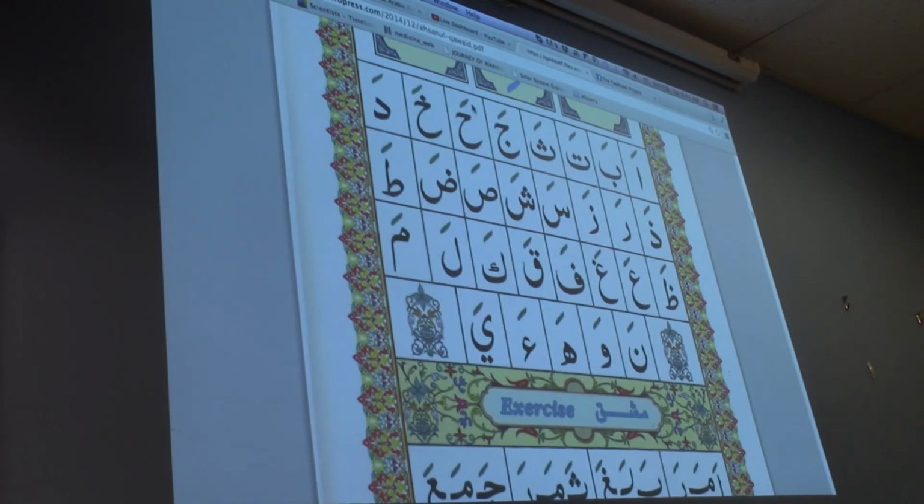A dash, right? This is slanted on top of each letter. This is called fatha. Everyone say fatha. Good. Fatha makes the sound ah. Everyone say ah, out loud.